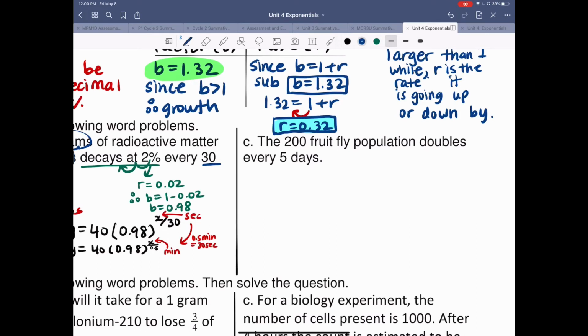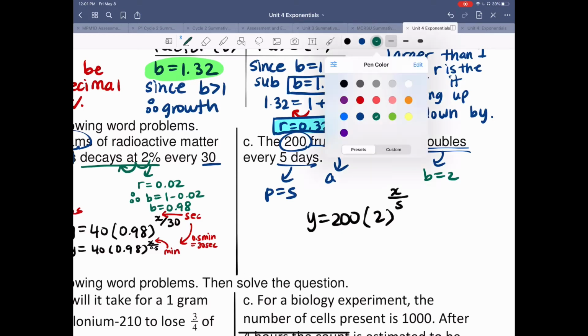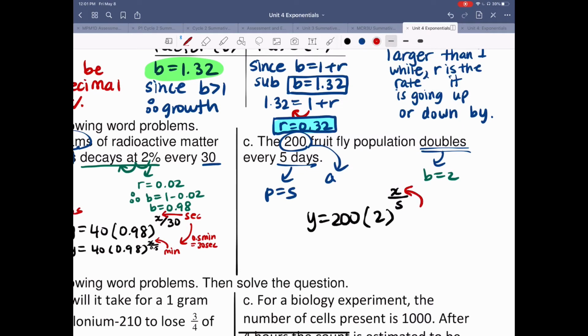Question C, we have the 200 fruit fly population that doubles every 5 days. So that means I start off with 200 as initial population. It doubles. That word double suggests that my B value is equal to 2. Next, every 5 days, that means my P is equal to 5. I'm going to put that all together, and I get Y is equal to 200, the initial value, and it doubles, so we're going to put a 2 there for the base. We're going to put an X divided by 5. So what do the variables represent? Well, X will be in terms of days, and Y will be dealing with population.